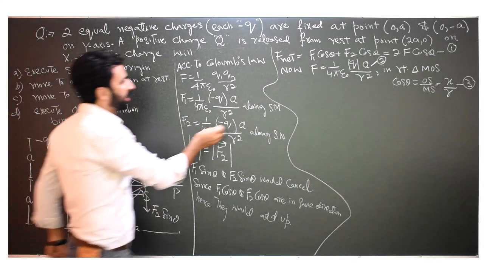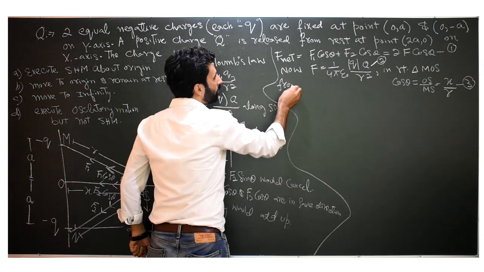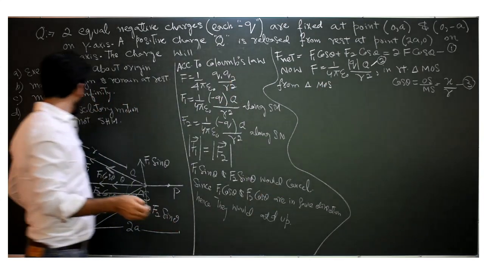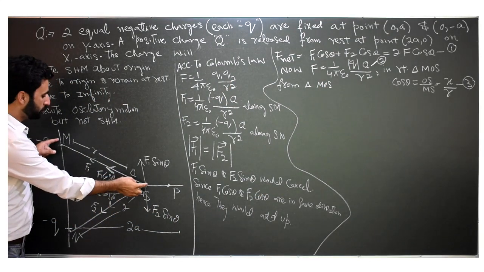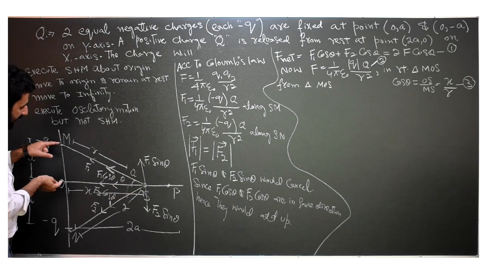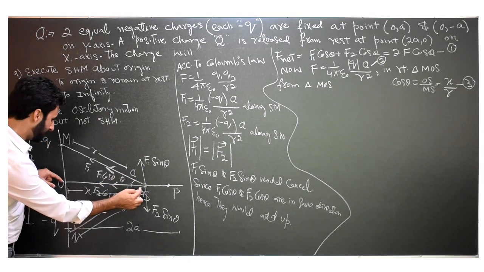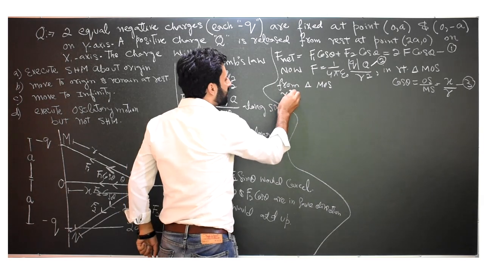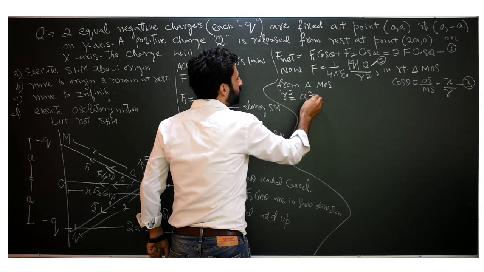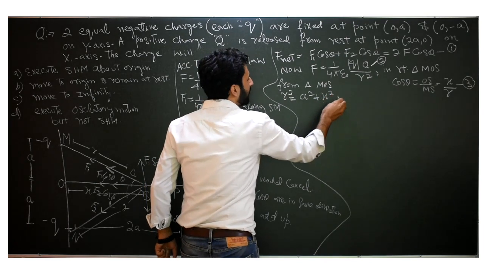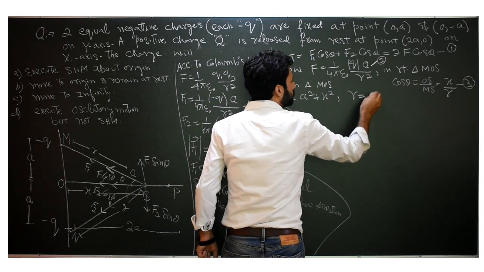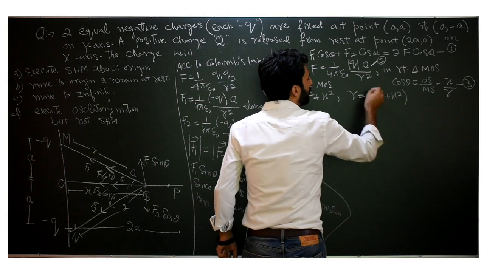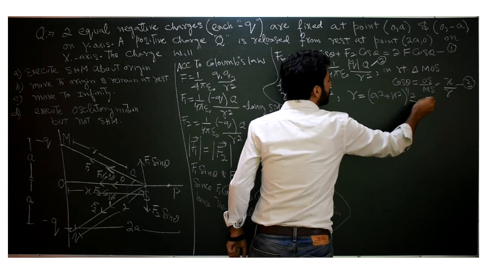Also from this same right triangle MOS, if we use Pythagoras theorem, we'll have hypotenuse square equal to base square plus perpendicular square. So R square is equal to X square, which is base, and perpendicular square is A square. It means R square is equal to A square plus X square, or R is equal to A square plus X square, raised to the power 1/2. Let's call this equation 4.